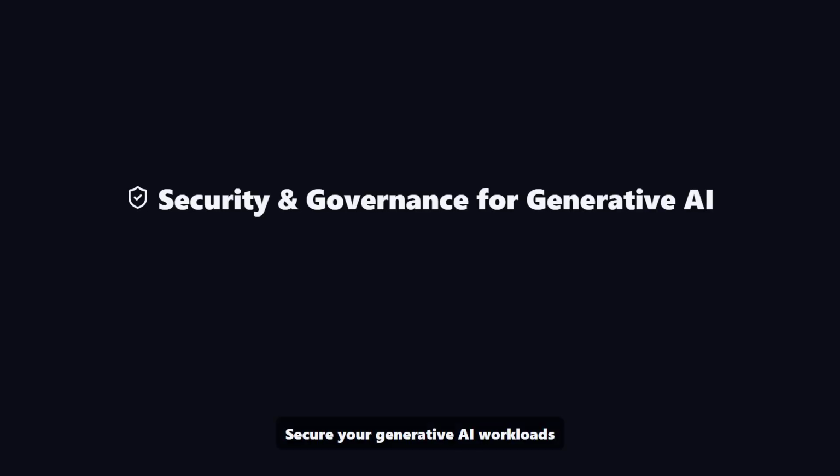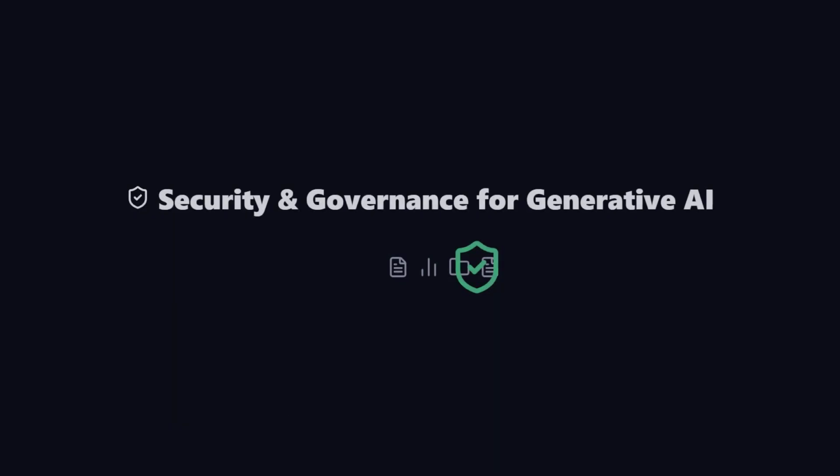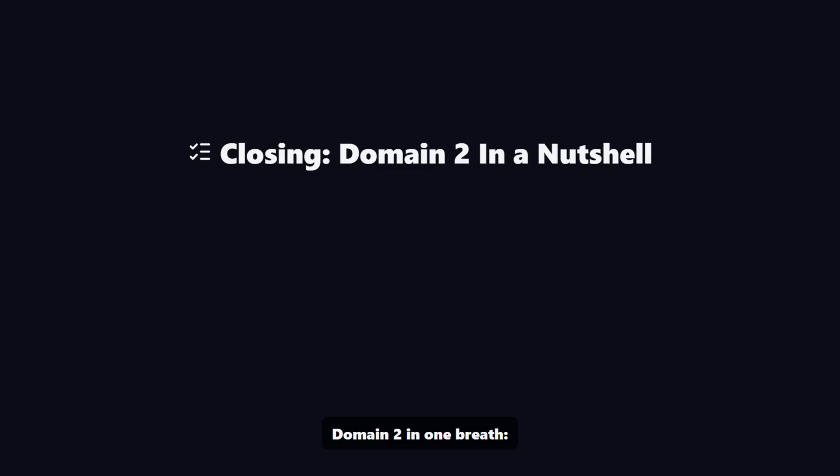Secure your generative AI workloads with IAM policies that restrict model access. Route calls through VPC interface endpoints to keep data off the public web, and enable AWS CloudTrail so you know who invoked what and when. A classic exam question: which service logs API activity? The answer is CloudTrail.